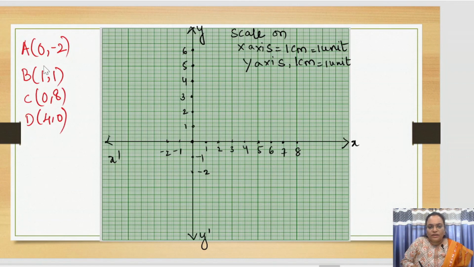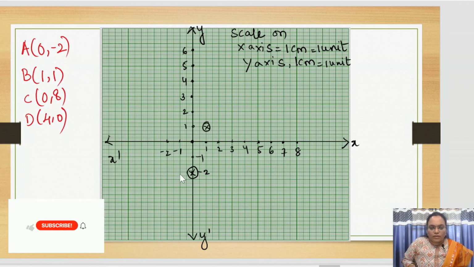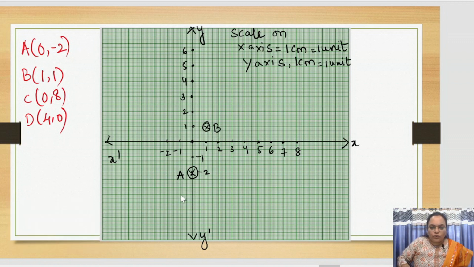So, the first one is 0 and minus 2. 0 on the x-axis, minus 2 on the y-axis, which is here. The next one is 1 and 1. 1 on the x-axis, 1 on the y-axis, which is this one. This is the A point and this is the B point. Okay. So, let us join these both. Let us plot the other 2 points.